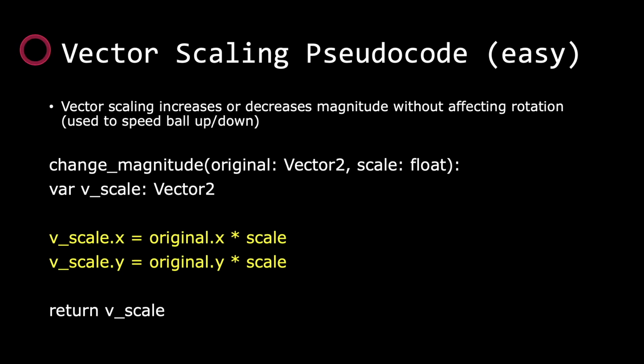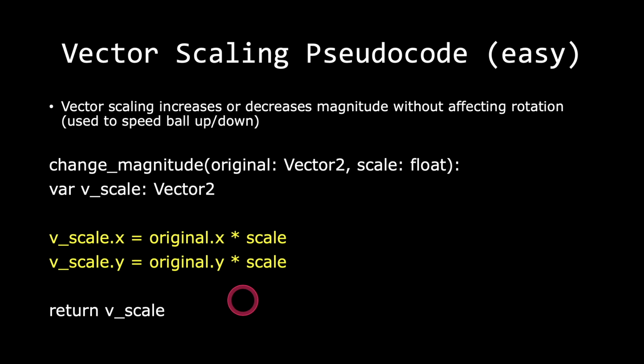In this case, let's go over the vector scaling first. It's actually quite easy. Again, vector scaling increases or decreases magnitude without affecting rotation. All we really need to do is take our original vector value, multiply our scale value on the x and y axis values, return that back into a new vector value, and then return the new vector value. And that's pretty much it for scaling our vector. By doing this, we are able to increase or decrease magnitude without changing direction, because we are applying the scale value equally among the x and y axis values.